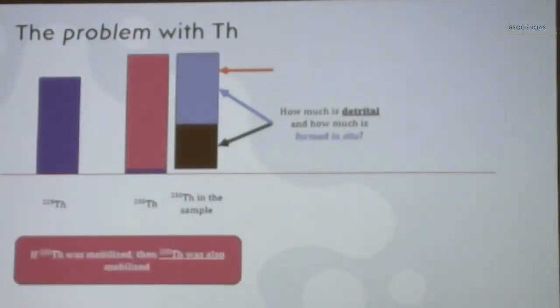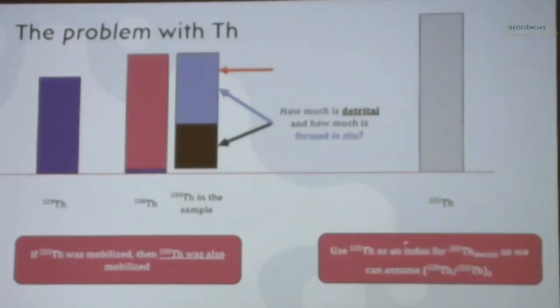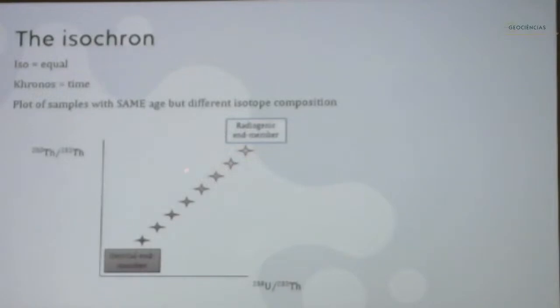But if we know that thorium-232 was mobilized together with thorium-230 at a reasonably constant ratio, we can use thorium-232 as an index for detrital thorium-230. And we can assume that this ratio will be constant throughout the stalagmite growth. This is not a new problem. It has been worked on from the 1970s, the 1980s, up to a few years ago. This has been studied quite significantly, and I think you'll find most of these papers in the folder that I have in the mixture.